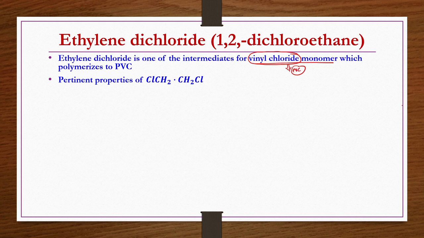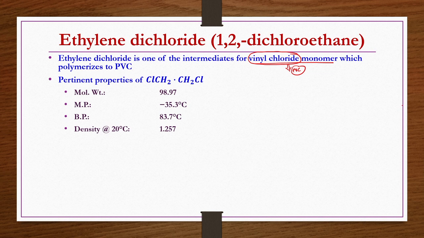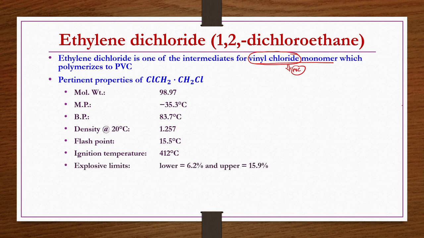Pertinent properties of ethylene dichloride: molecular weight 98.97, melting point -35.3 degree centigrade, boiling point 83.7 degree centigrade, density at 20 degree centigrade is 1.257 gram per cc, flash point is 15.5 degree centigrade, ignition temperature is 412 degree centigrade, explosive limits lower and upper are 6.2% and 15.9% respectively. It is toxic, and the limit is 75 to 100 ppm only. It should not be present more than that, otherwise it will become dangerous.